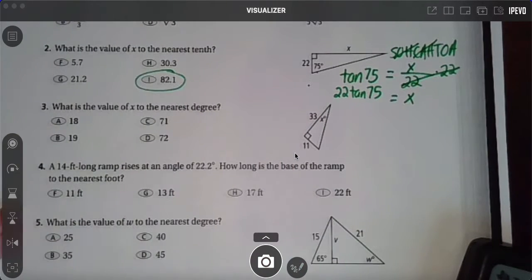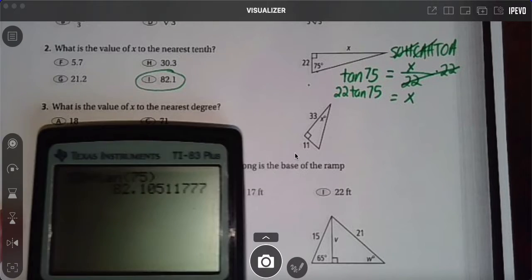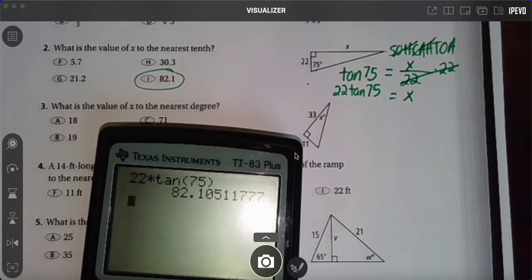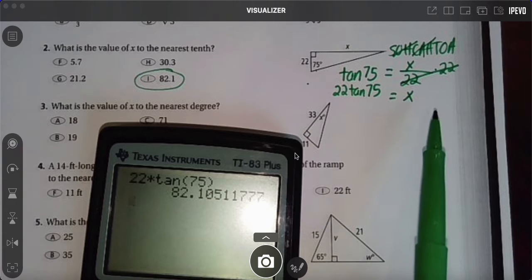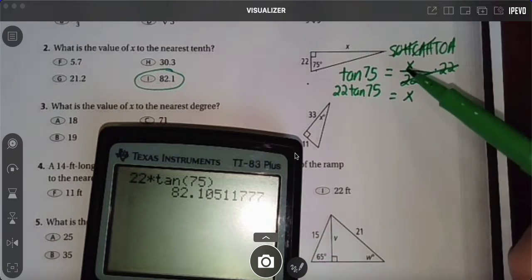So what was our first question then? Wait, what? I forgot that you do like the... Why is mine tan 75 equals? Change your mode. Okay, well, you forgot how to write it?